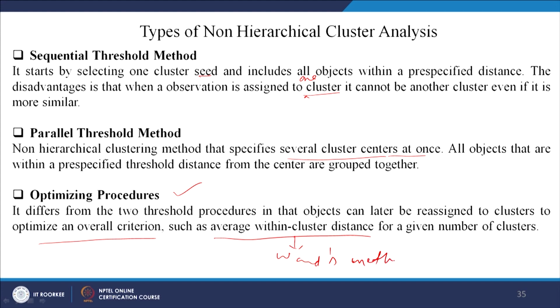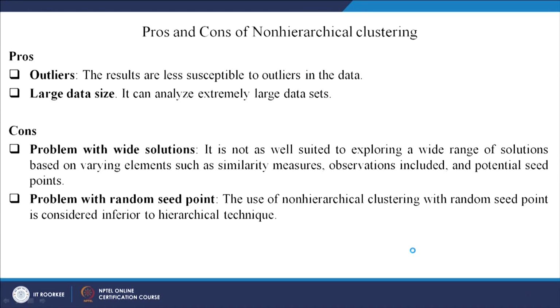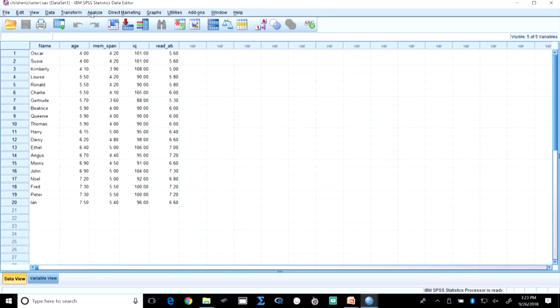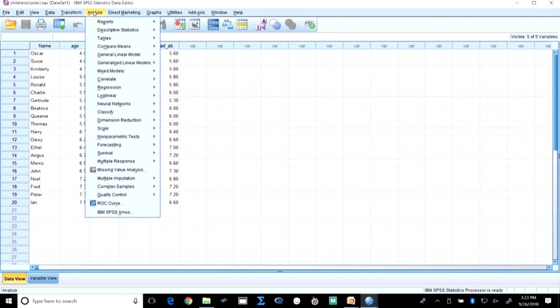So, our objective is to reduce this minimum within cluster distance. Let us say, this is the summary of the pros and cons, you can check it later on. We will use a combined approach. Now, let us go back to the data set. Once we have done it, suppose we had 3 or 4 clusters. Now, we will go back to the k-means cluster.